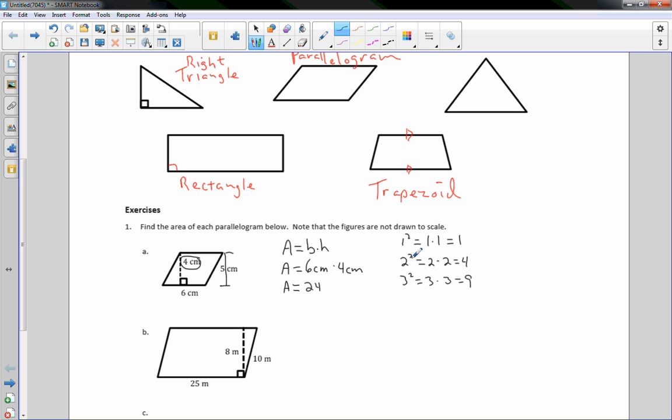I was solidifying the fact that when you multiply something times itself, it's the same as being squared. 2 times 2 is the same as 2 squared. 3 times 3 is the same as 3 squared. So the reason I'm doing this is centimeters times centimeters equals centimeters squared. So the answer to this is the area equals 24 centimeters squared, or you could say 24 square centimeters.